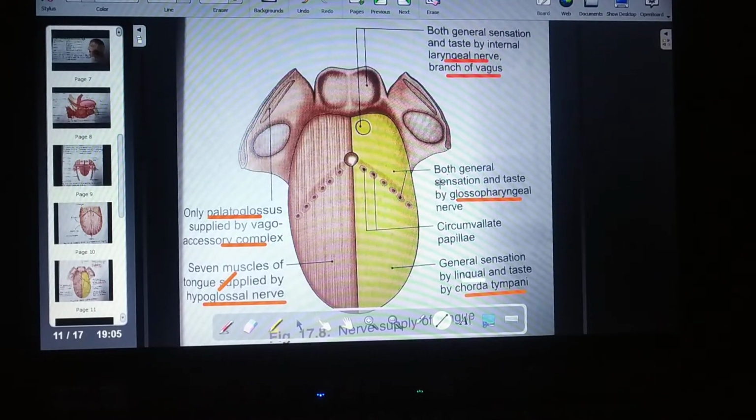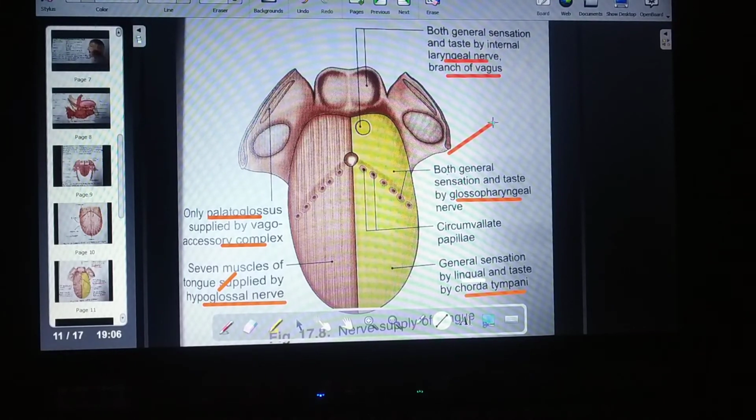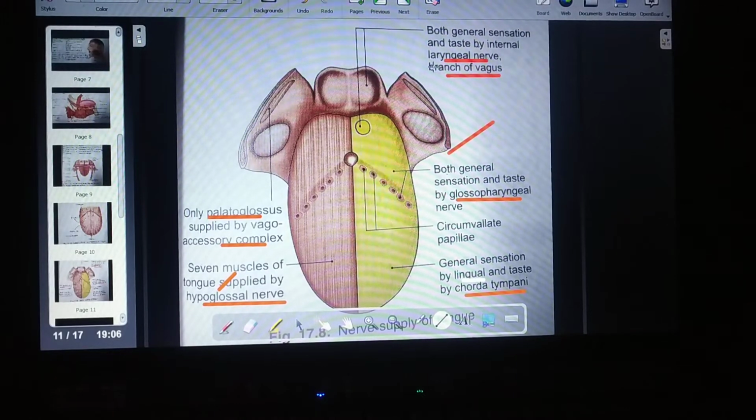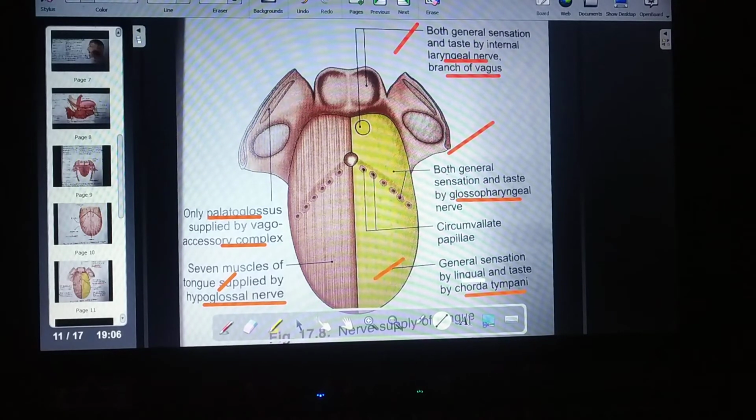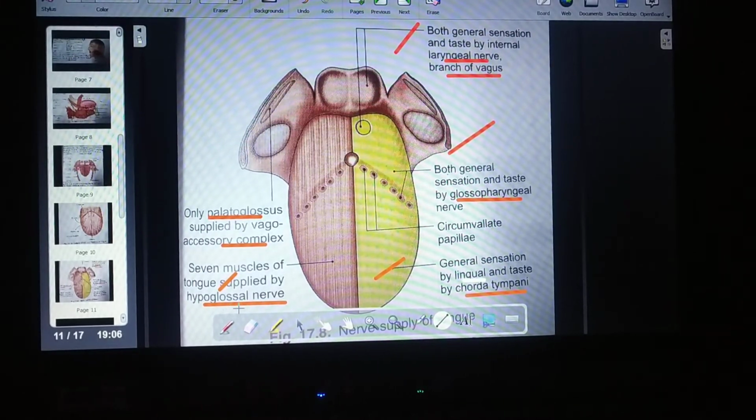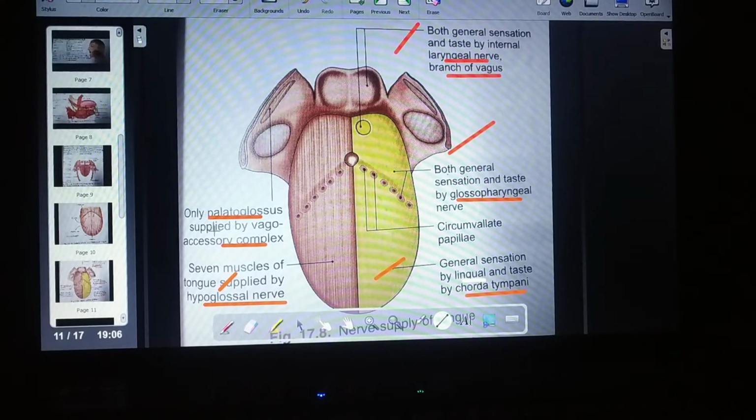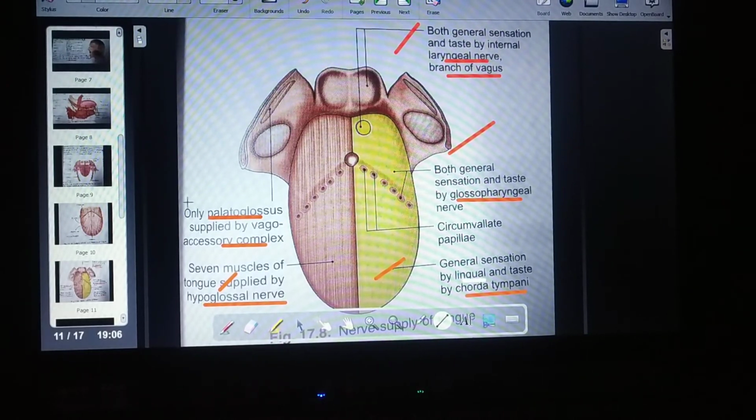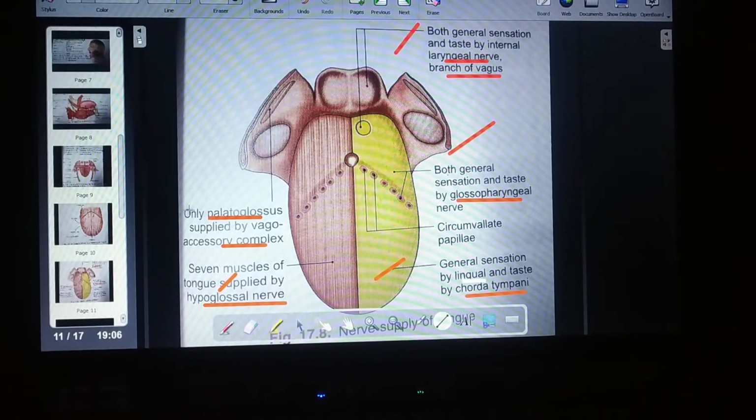So if I talk about the particular sensations, glossopharyngeal is for the posterior one-third as well as the circumvallate papillae. The posterior most part is by the 10th cranial nerve, whereas the anterior one-third is by the lingual nerve as well as the chorda tympani. If I talk about the muscles, all muscles are supplied by the hypoglossal nerve except the palatoglossus. The palatoglossus is supplied by the accessory complex.